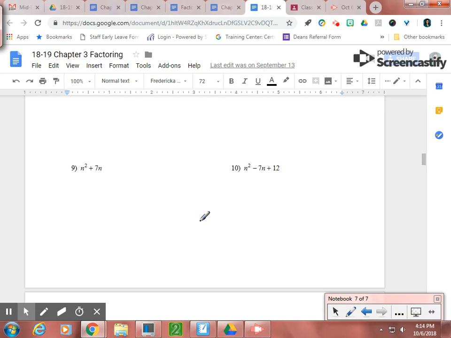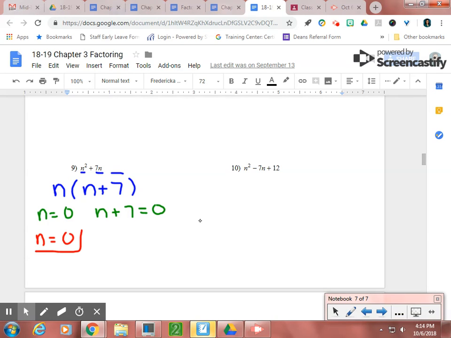Okay, our last two, same thing here. This doesn't have 3 parts to it, and it doesn't have a c value, so what I'm looking for is a greatest common factor. Well, n is its greatest common factor. You're left with n plus 7. If I want to set these equal to 0 to find their solutions, just like that. The first one I don't need to move anything because there's nothing left to move. This one I would move my 7, and I would get n equals negative 7.